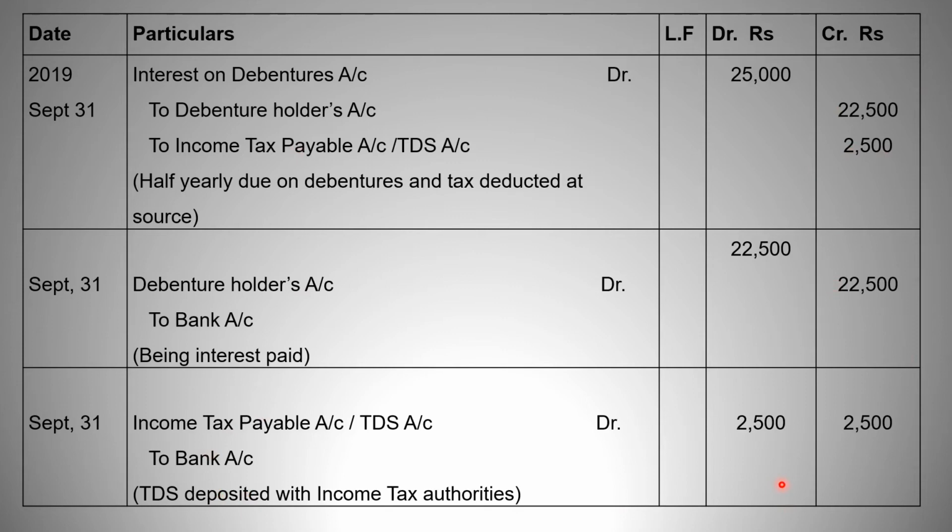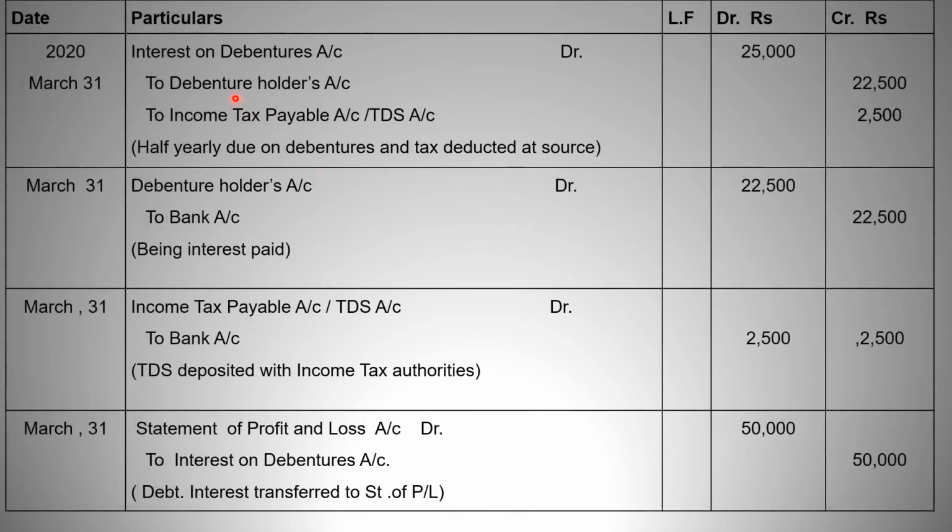Again after 6 months, in the month of March 2020, company again have to show the due entry. Again company have to pay to the debenture holder. Again company have to make the payment to the government, that is IT department, and then company have to transfer to profit and loss statement. Enter total interest on debenture 25 plus 25, 50,000. So let's see the next.